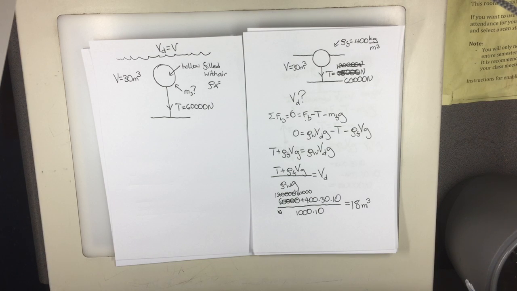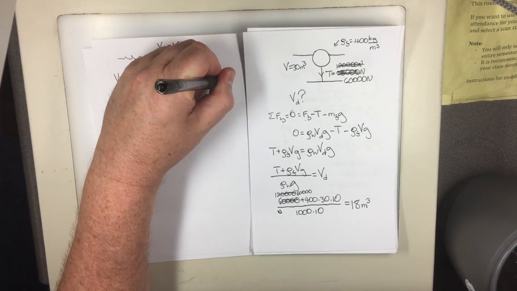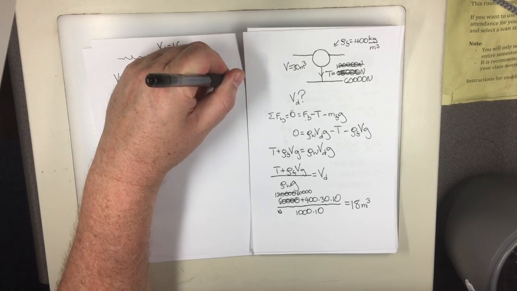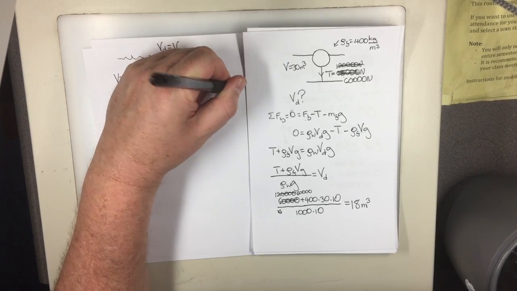Viscosity, Bernoulli's equation. 1.29 kilograms per cubic meter.